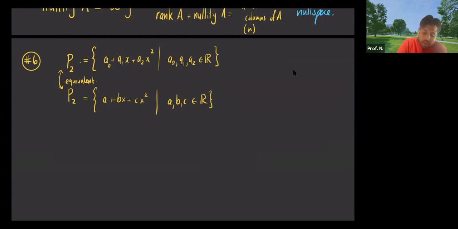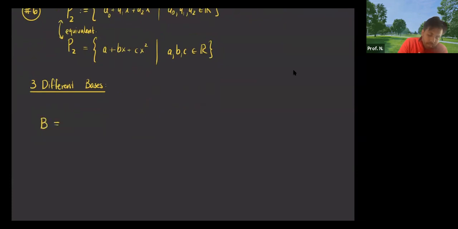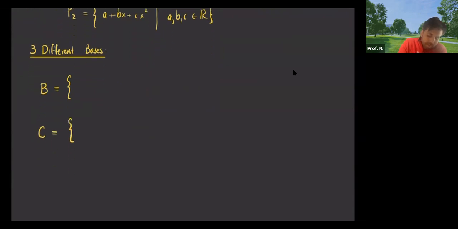Okay, so one way that we sometimes treat polynomials in this space is as vectors with 3 components. And we have 3 different bases. The first is called B. We have another basis called C. And then we have another basis called E. E is the standard ordered basis for P2.